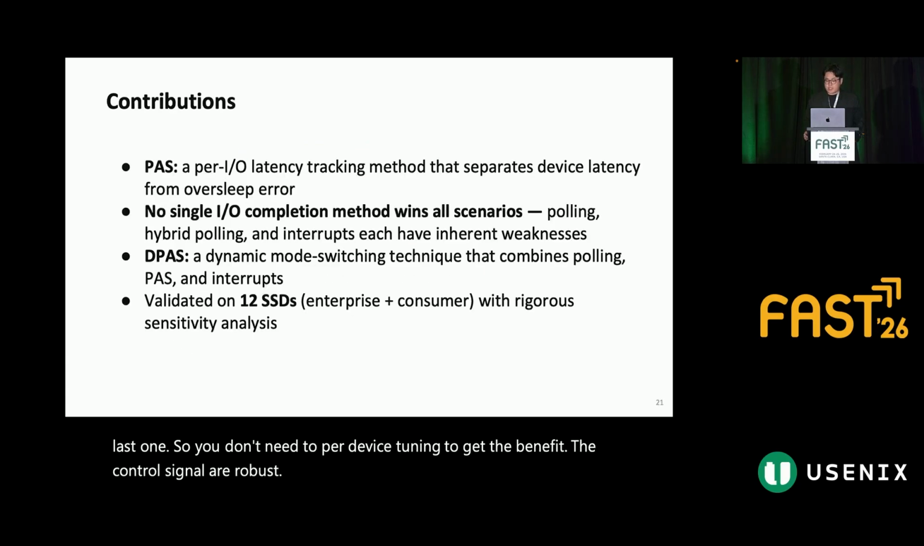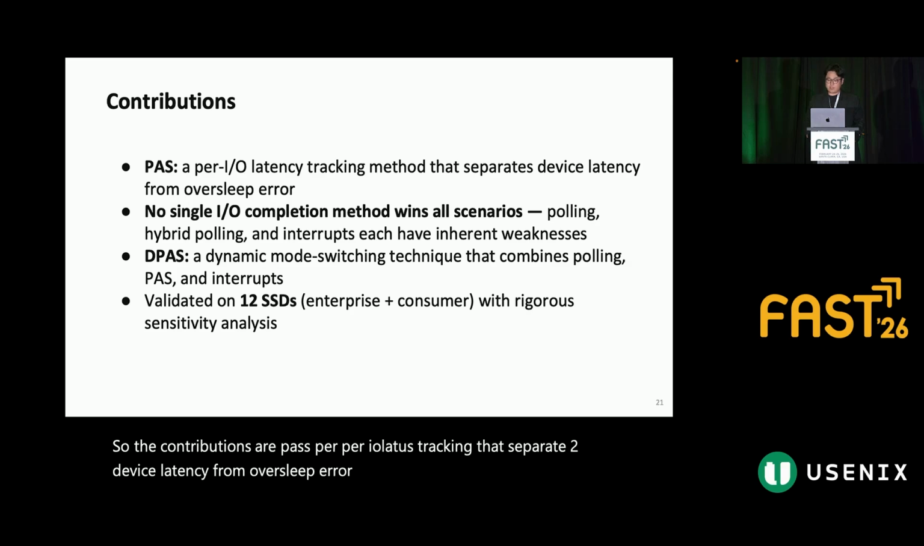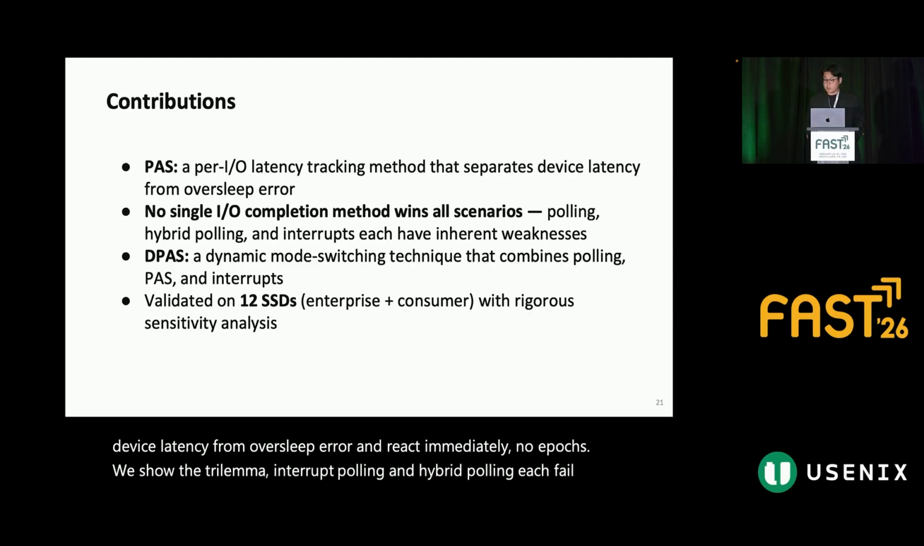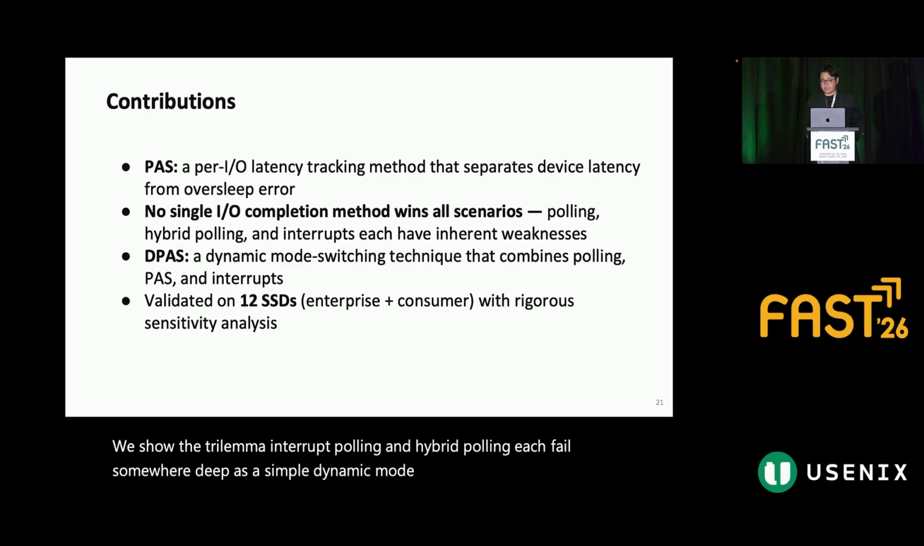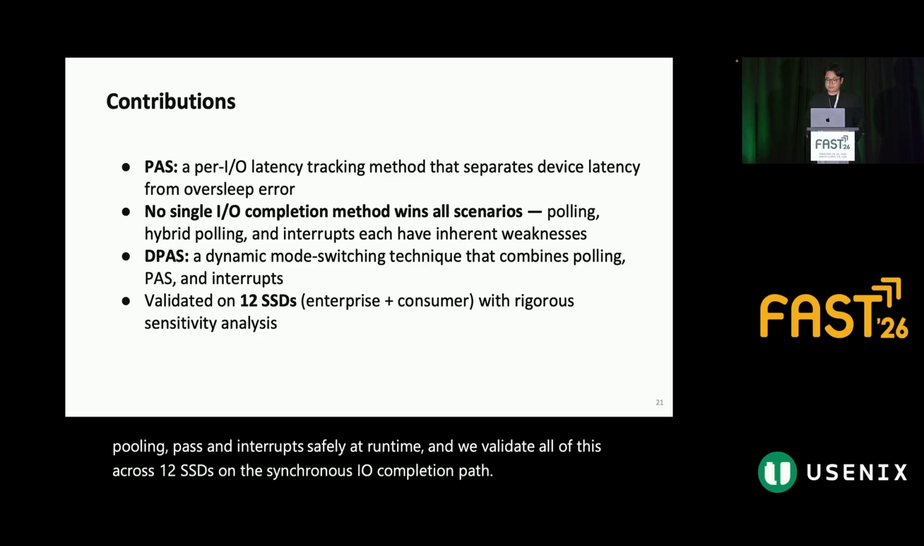So the contributions are: PAS, per-I/O latency tracking that separates true device latency from oversleep error and reacts immediately, with no epochs. We show the trilemma: interrupt, polling, and hybrid polling each fail somewhere. DPAS, a simple dynamic mode switcher that combines classic polling, PAS, and interrupts safely at runtime. And we validated all of this across 12 SSDs on the synchronous I/O completion path. No per-device tuning was needed.